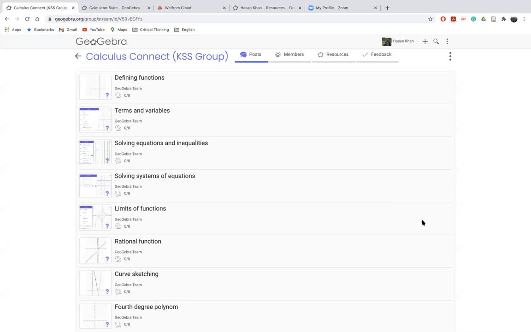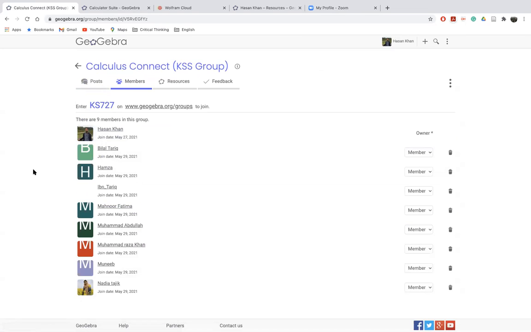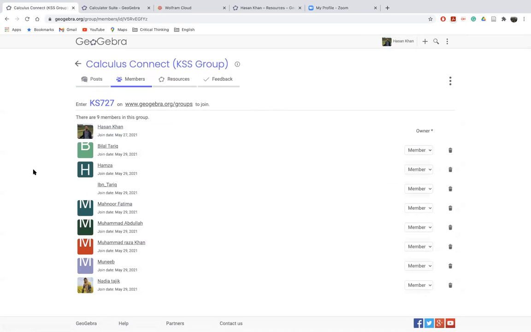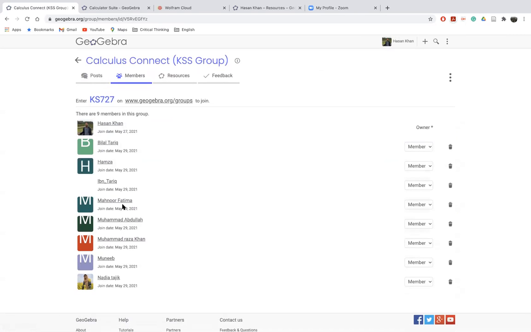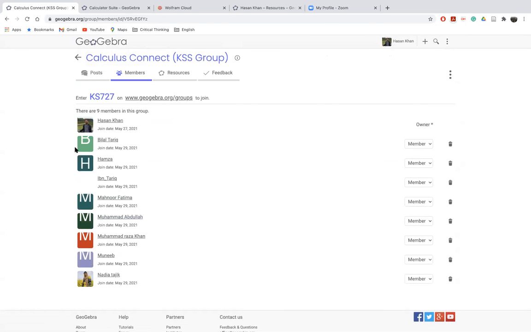Okay. Let me see how many of you have already entered. Nice. So we got Bilal, Hamza, Ibtarik, Mahanur, Abdullah, Raza, Munib, and Nadia. All right, so we're still missing, I think, 8. Approximately 20% we are still missing. So let me also copy this on Zoom.